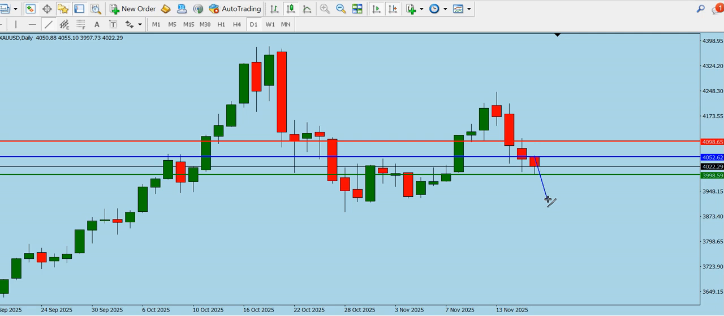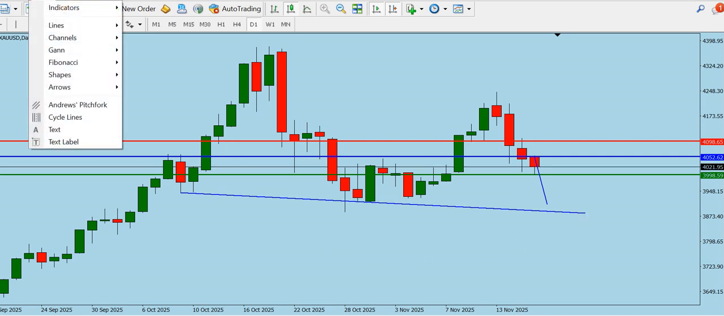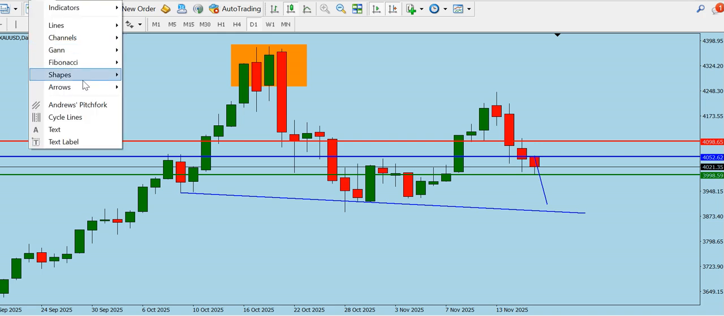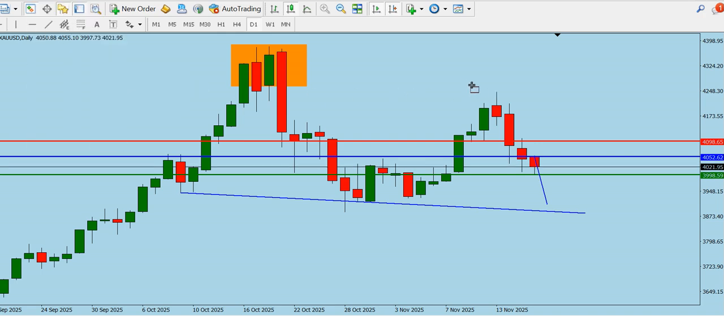What I'll be expecting is for price to drop further, break this first support, and approach the neckline of this double top. We have a double top in place and the neckline is around here. This is the first top, and this is the second top. So we might possibly see the price of gold dropping further down.